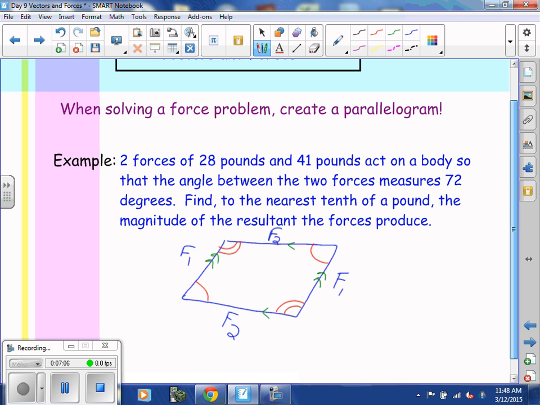And then what we're going to do is plug in the information, and I'll show you what we're going to do. So we have two forces, 28 pounds, 41 pounds. I'm going to put 28 for force 1. It doesn't matter. And I'm going to put 41 for force 2. It does not matter where it goes. Your choice. The next thing I'm going to do is those forces are acting upon each other. So I'm going to draw in what's called the resultant, which is your diagonal.